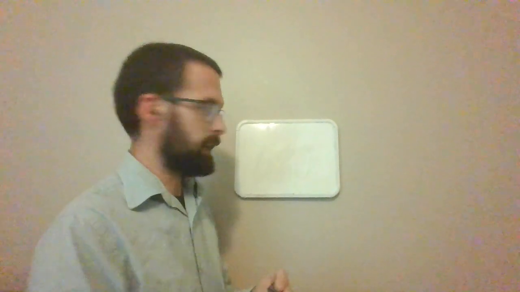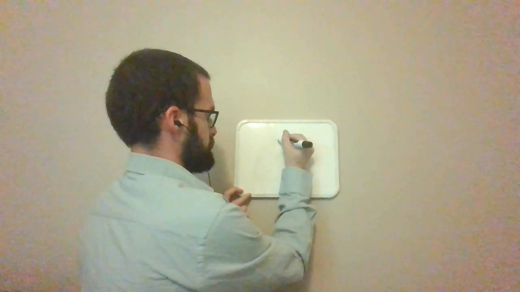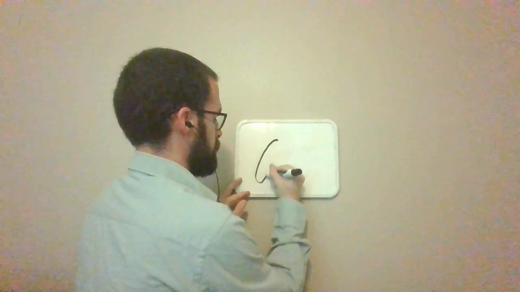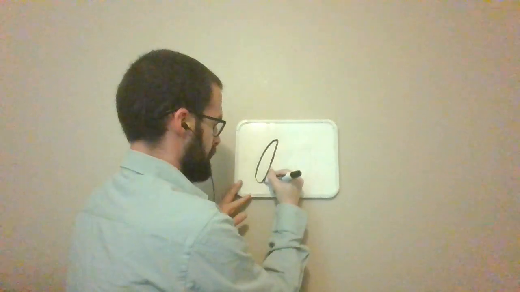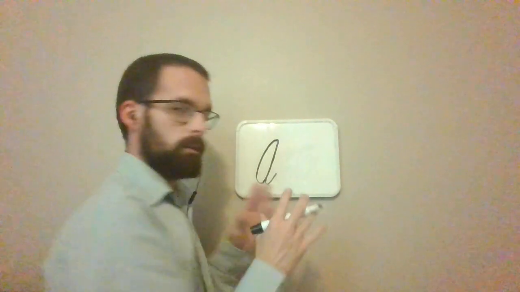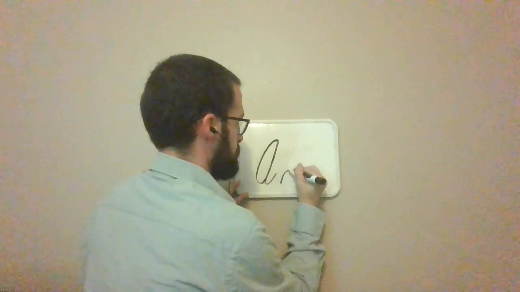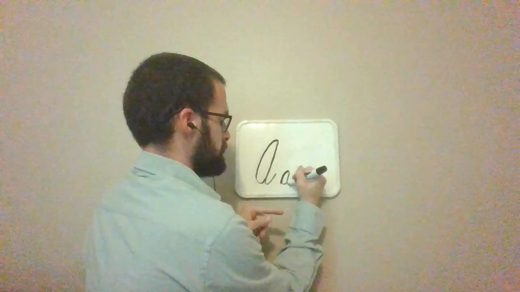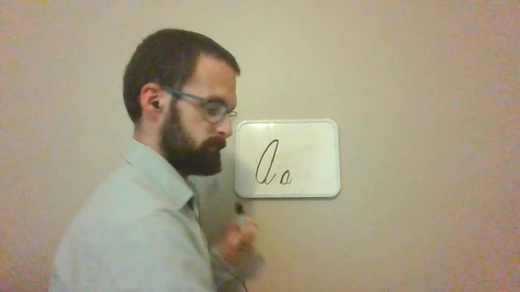Alright, so let's go ahead and start with the letter A. So we'll come over here and we'll start at the top, come down, and we're going to go all the way back up. And then we're going to come back all the way down and make like a little Nike swoosh. And then for the lowercase a, it is very similar. You go up and over, come back down, back to the top over here, and just a little Nike swoosh. And that's how you get the A.